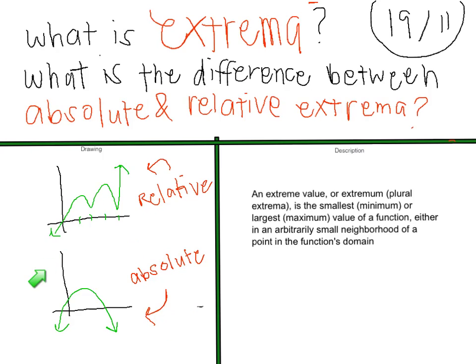And right here is an absolute extrema, meaning that you can only see that there's one point that would go high and low. So that would be right around here.